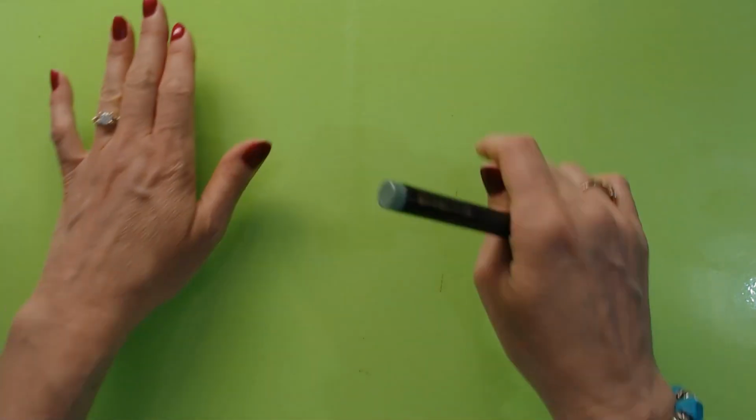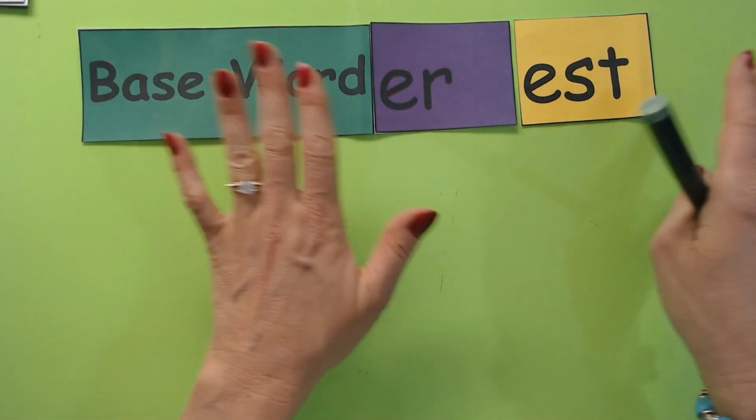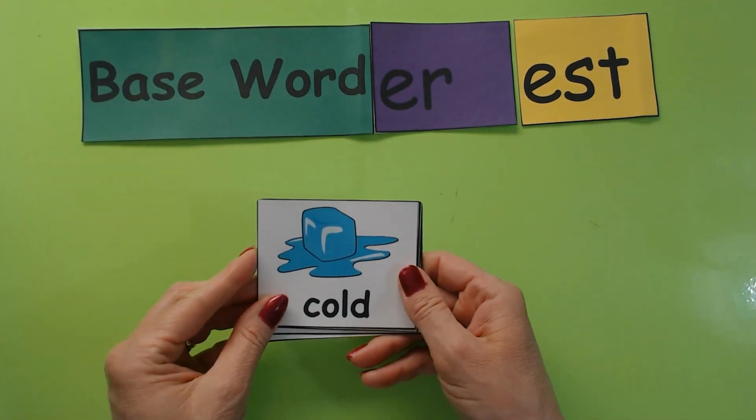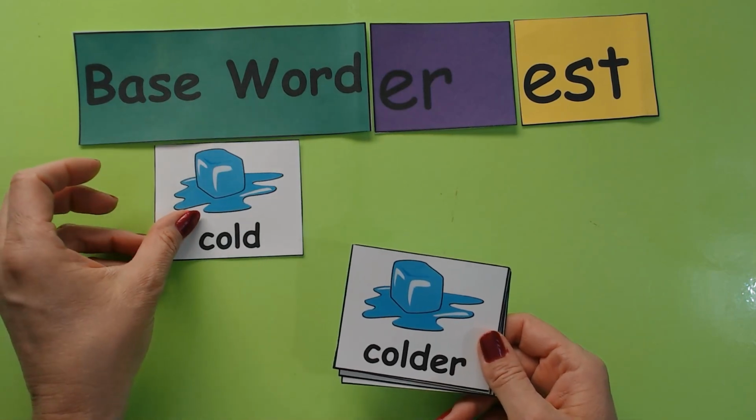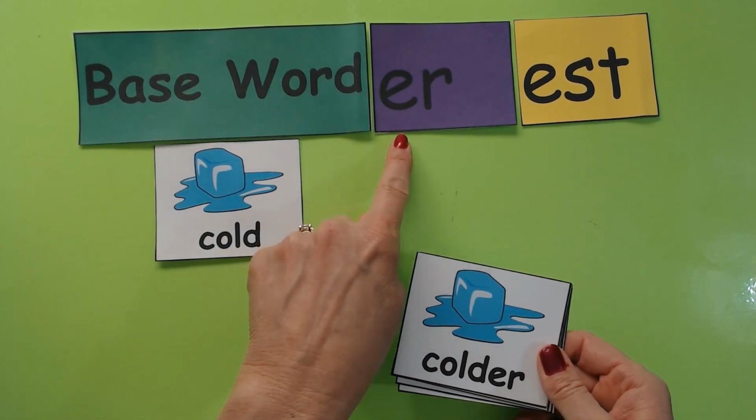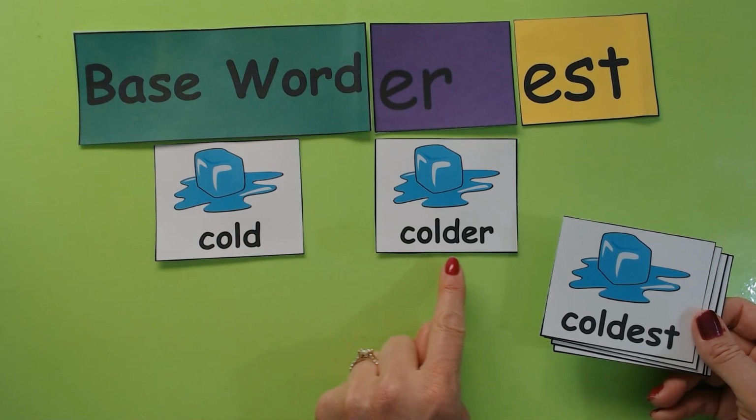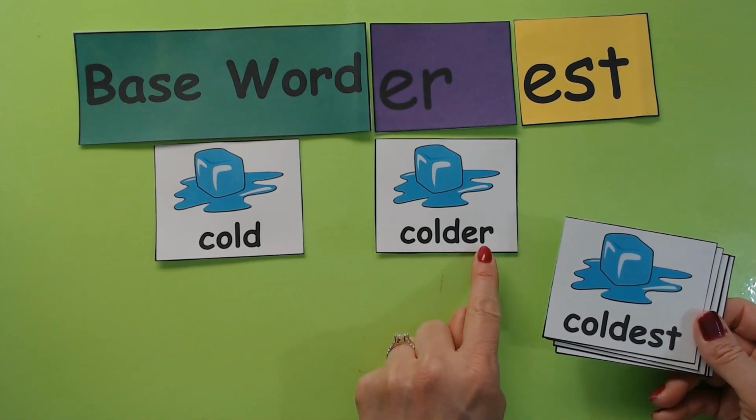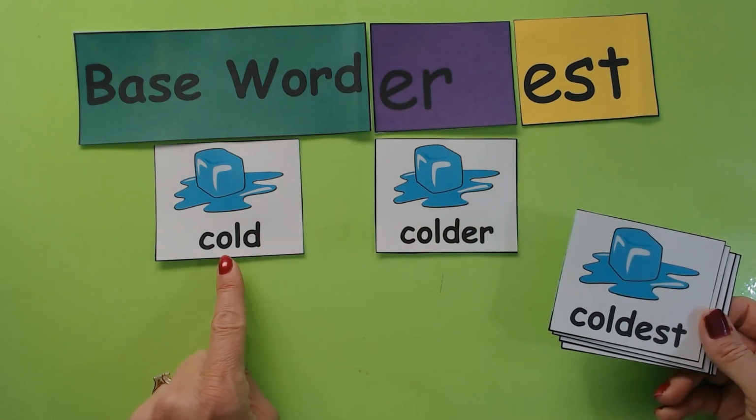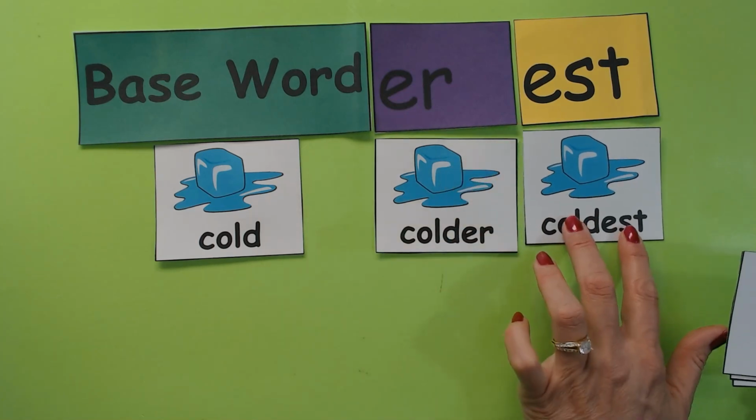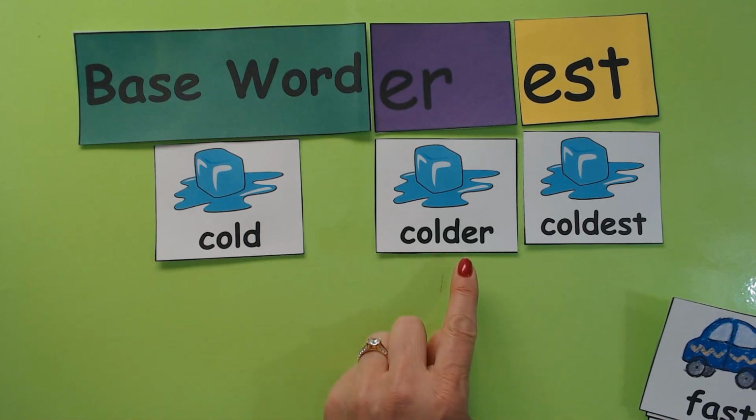Okay, I'm going to give you a little mini lesson on comparative and superlative adjectives. And this says base word. Here's the base word cold. When we add an ER to cold, we're going to change it to colder. You see the ER we added? And when we add EST to cold, it changes to coldest. Let's read those three. Cold, colder, coldest.